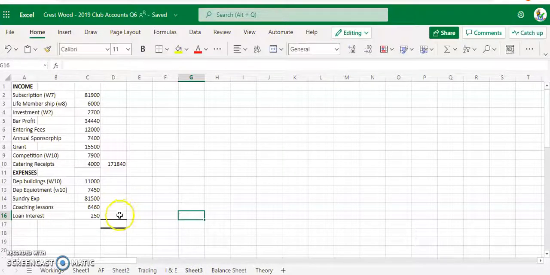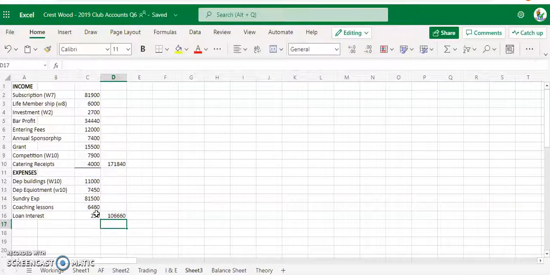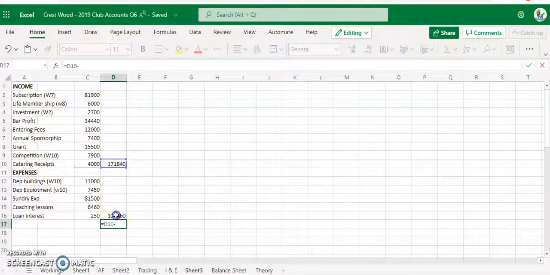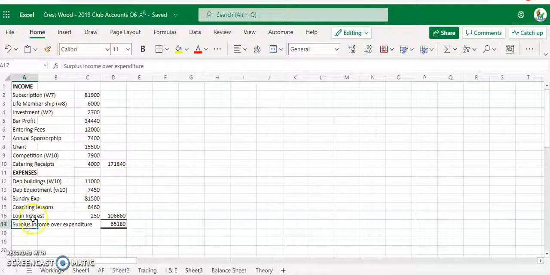So that's all our expenses put in, so we're going to add these up. So we've got our total expenses, and we're going to take them away from our total income. So 65,180. That's our surplus. That's a surplus, income over expenditure. So make sure you put that in as well. Remember, if it's a deficit, it'd be deficit, expenditure over income.